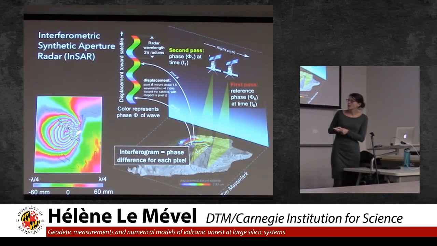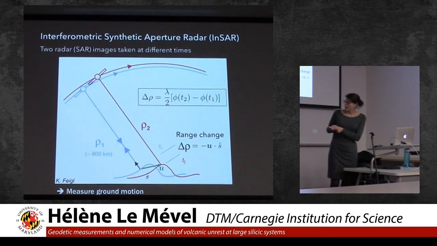Here I show you something clearer. If this is the displacement vector between two times for a volcano that has moved, what we are actually measuring is what we call the range change. So it's the difference in distance between the point and the satellite. So we're only measuring a scalar component, which is the projection of this 3D vector on the line of sight of the satellite. So we're measuring this quantity here in black.